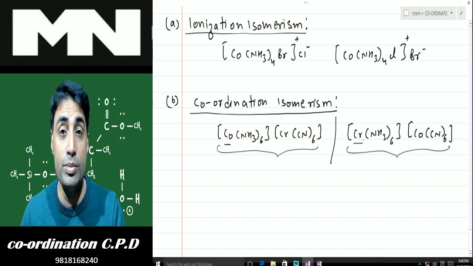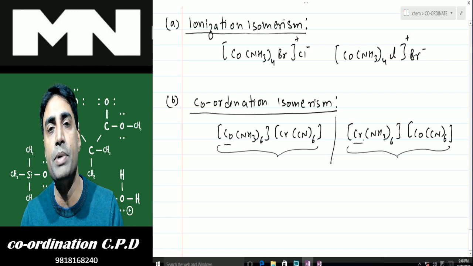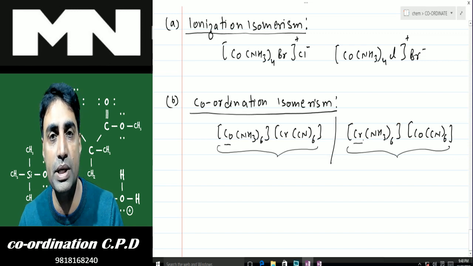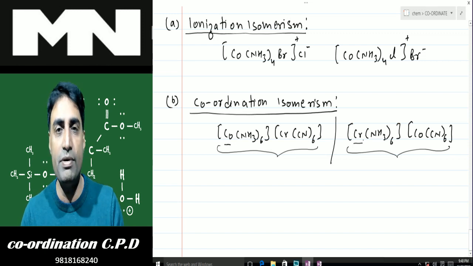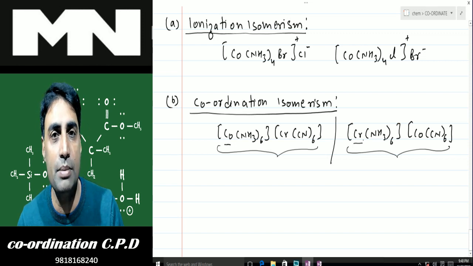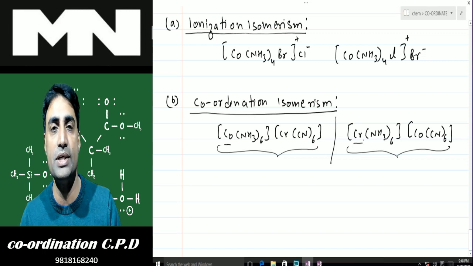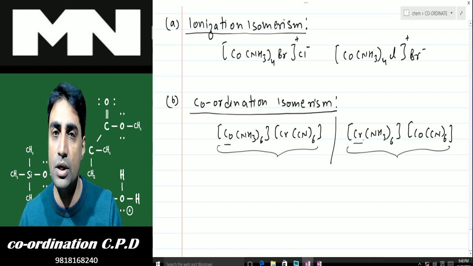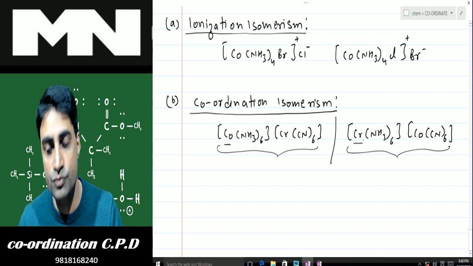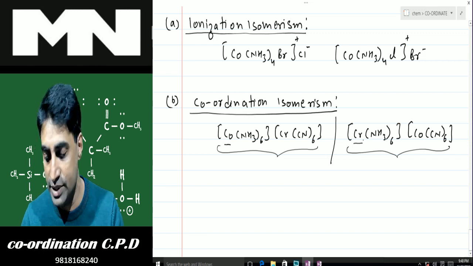In such isomerism, both the positive and the negative part of the compound has to be complex. If both negative and positive part of the compound are not complex, then the compound cannot exhibit this type of isomerism. So both positive and negative part of the compound has to be complex. Then only you can see this type of isomerism. So this is what a coordination isomerism is.